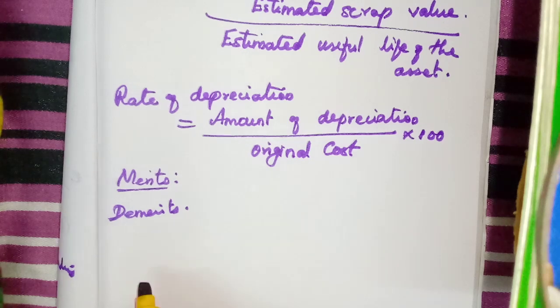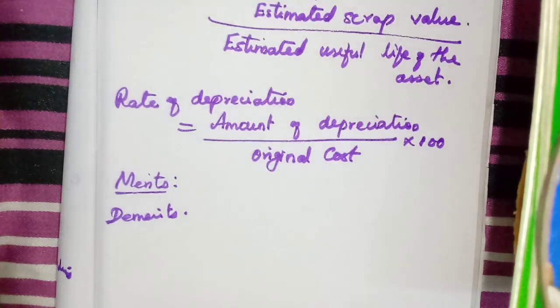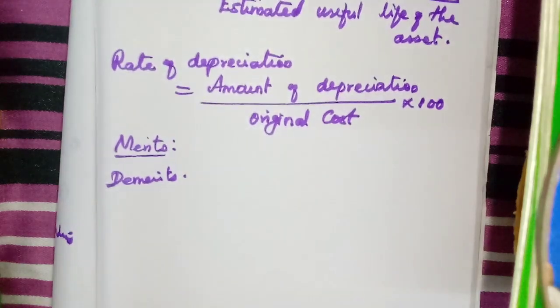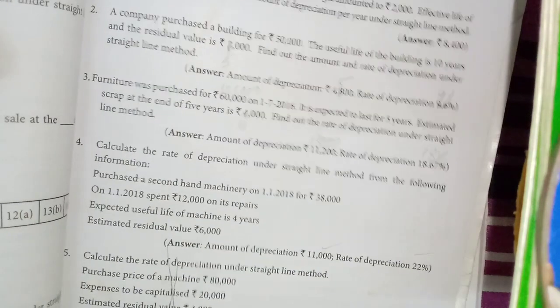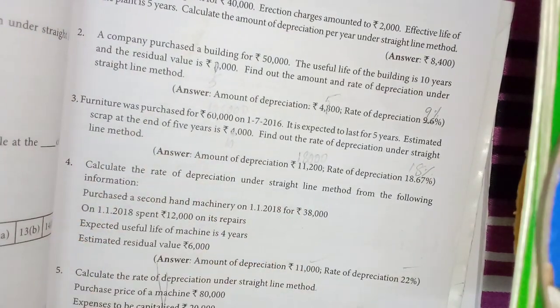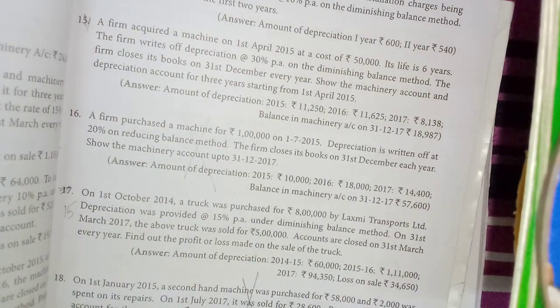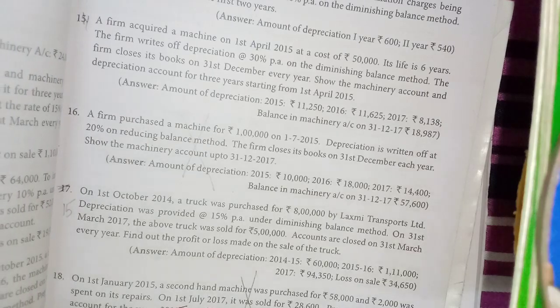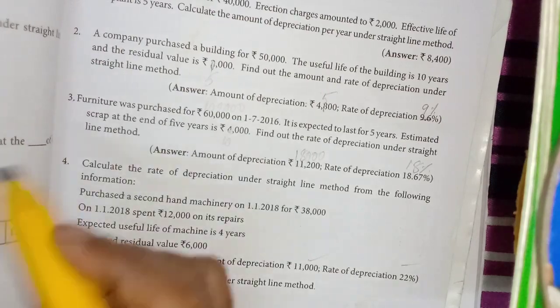Okay students, so we have learned the merits and demerits. Now I will do and show the problems. Only 2 methods are available, straight line method and written down value method. For straight line method 10 problems are available, for written down value again 6 problems. We have to do fast, as we need to complete many lessons.